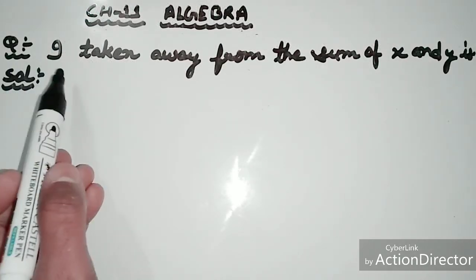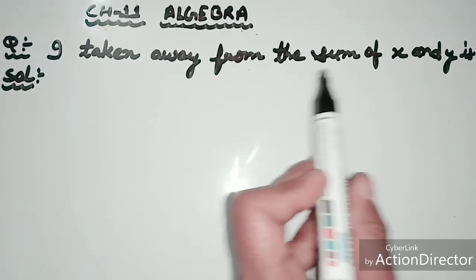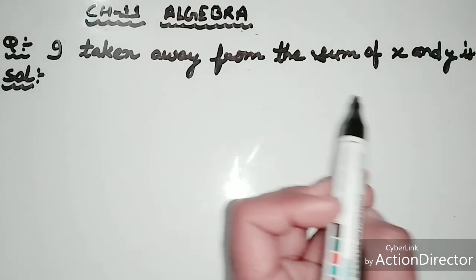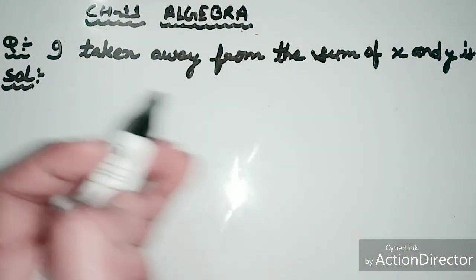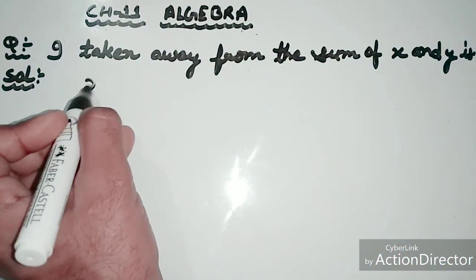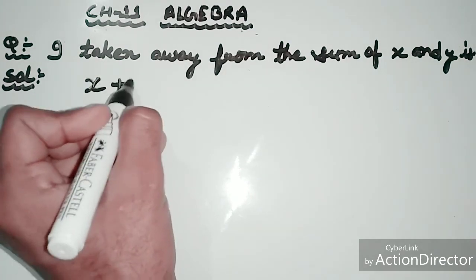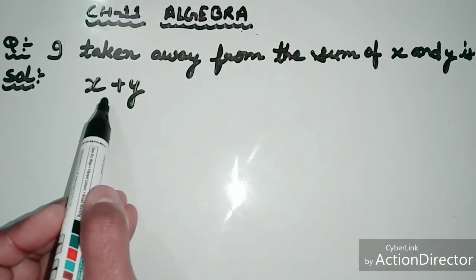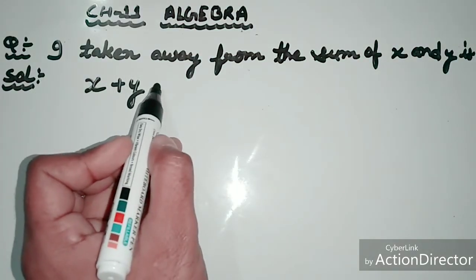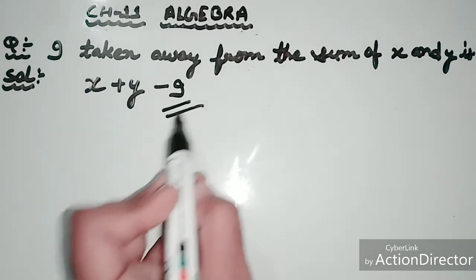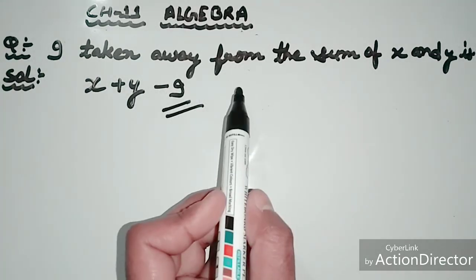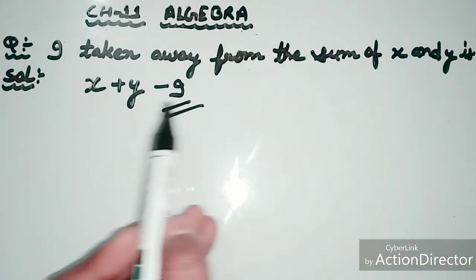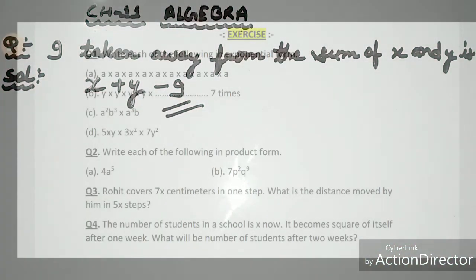Now the next question, 9 taken away from the sum of x and y is. First we find the sum of x and y. So how can we write sum of x and y? x plus y. Here we take 9 away from this sum. So x plus y minus 9. So 9 taken away from the sum of x and y is written as x plus y minus 9.